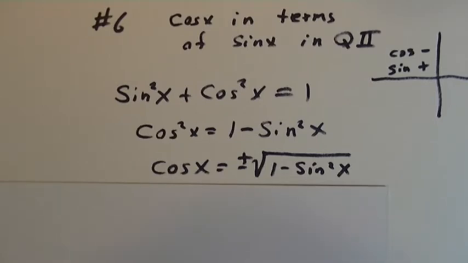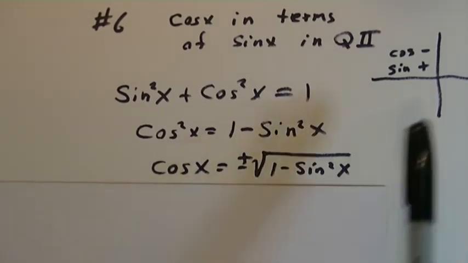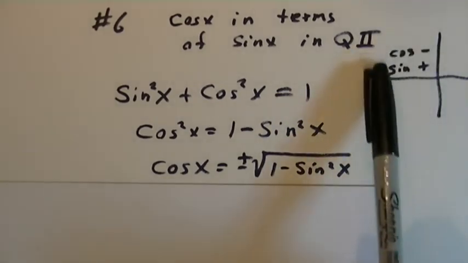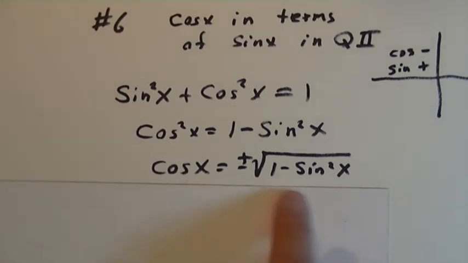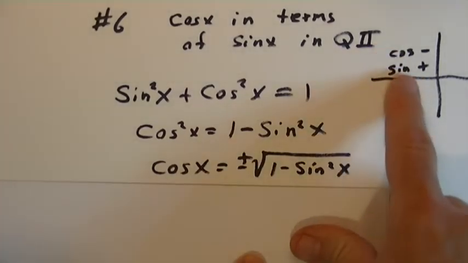You're all but done. The only thing we have to consider is we're calculating cosine of x in quadrant 2. So we know that we're always going to get a negative answer for the cosine. But when we look at this, we're always going to get a positive answer for the square root of 1 minus sine squared of x. And that's just because even in quadrant 2, sine squared of x is always going to be positive.